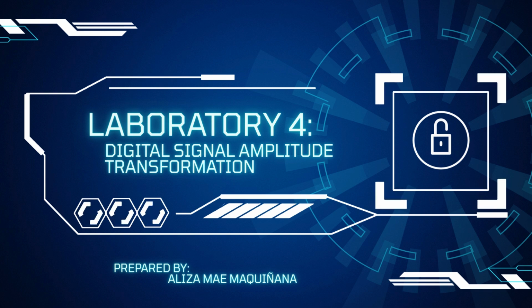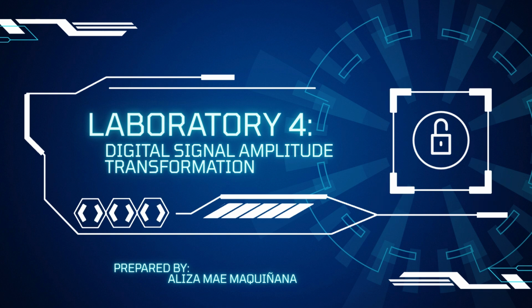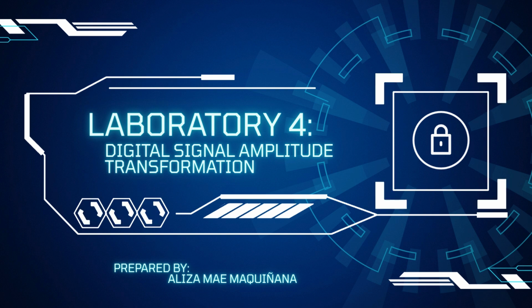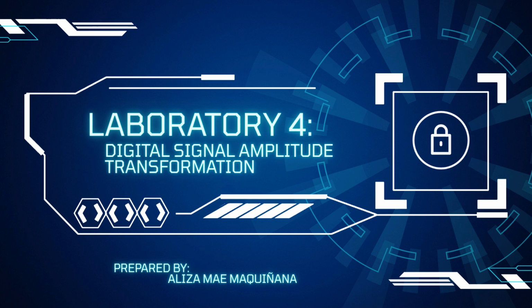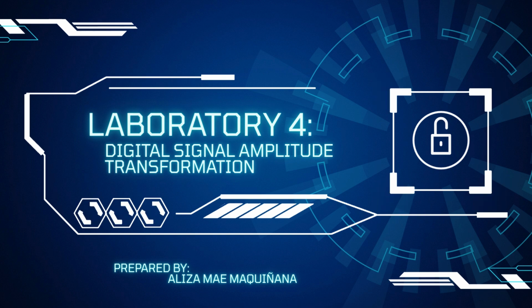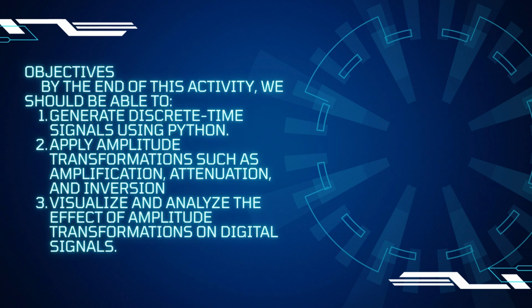Fourth laboratory activity, digital signal amplitude transformation. This experiment helped us to understand how amplification, attenuation, and inversion affect the shape and behavior of digital signals. The main objective of this activity is to create a discrete signal and apply amplitude transformation.